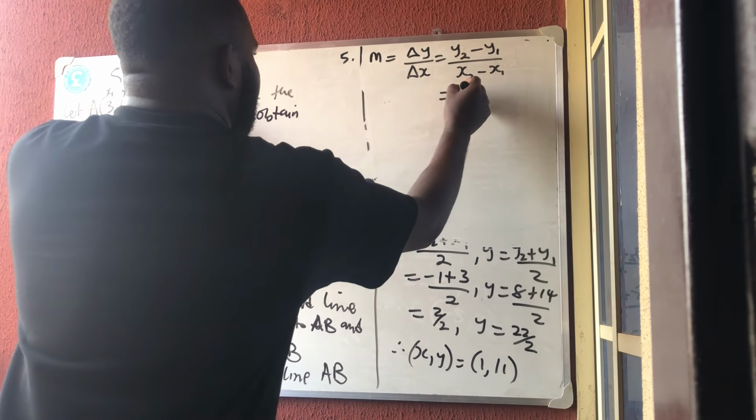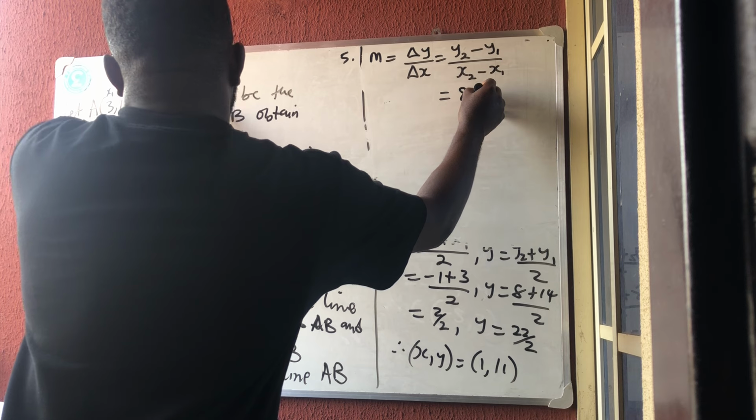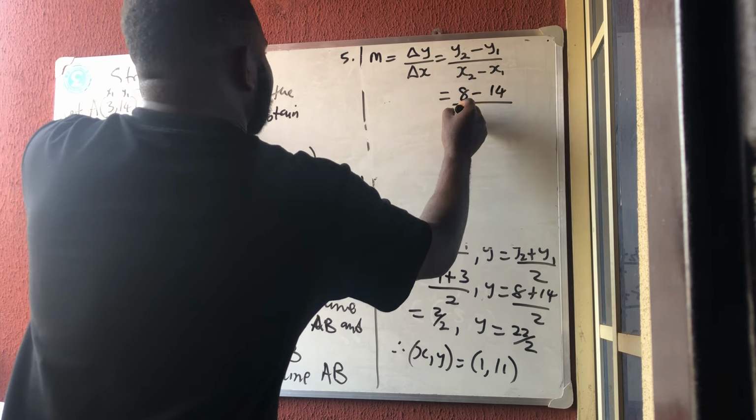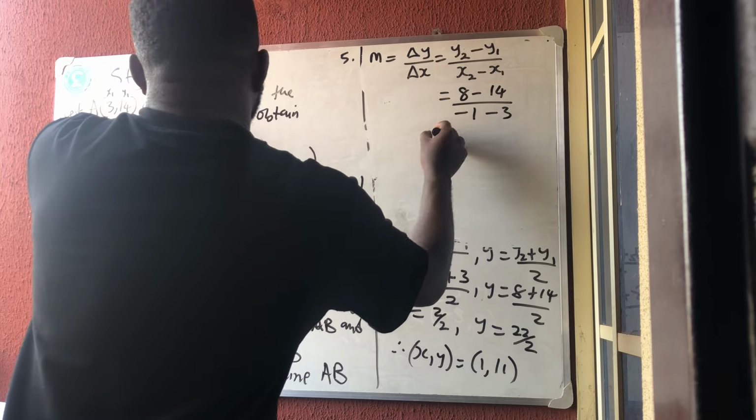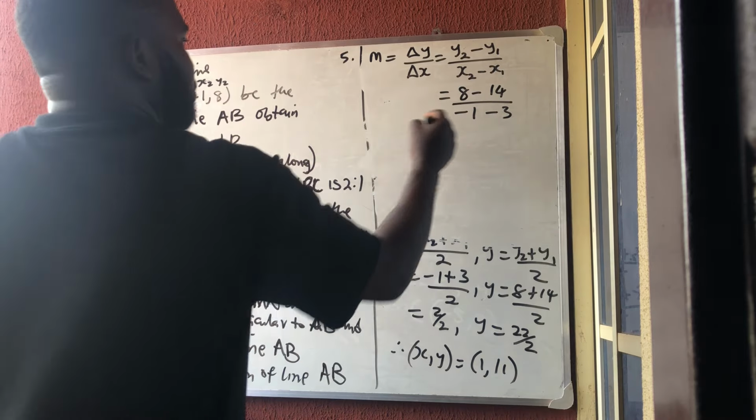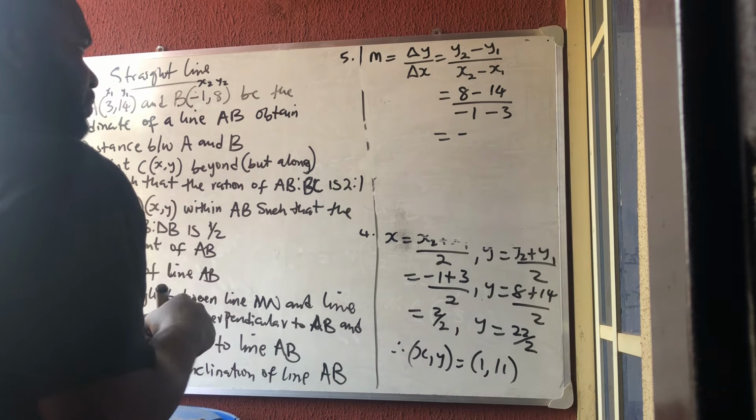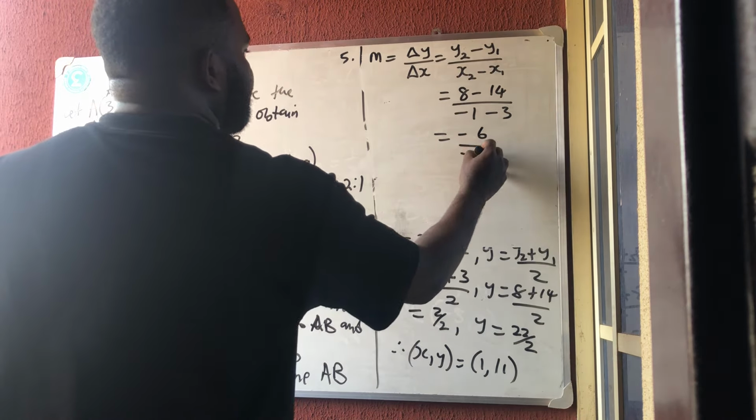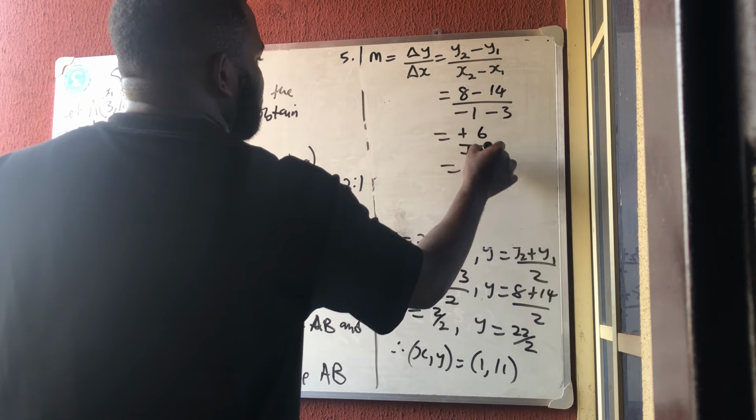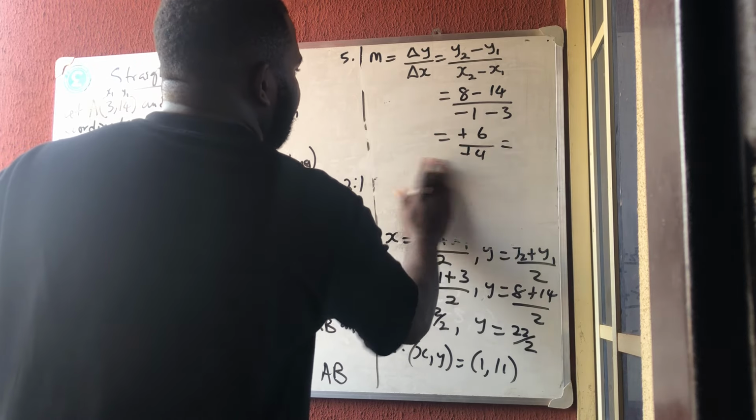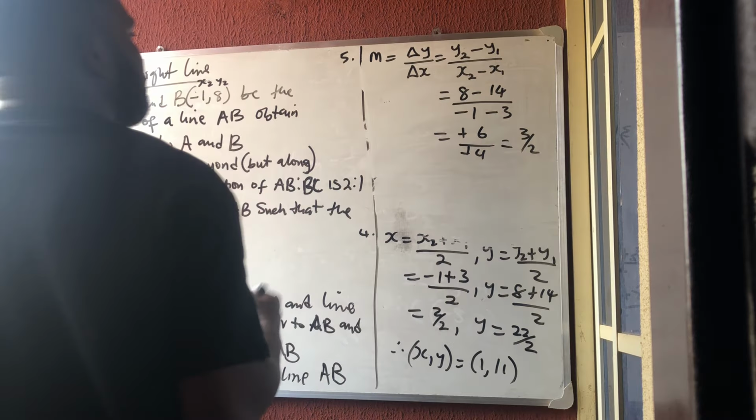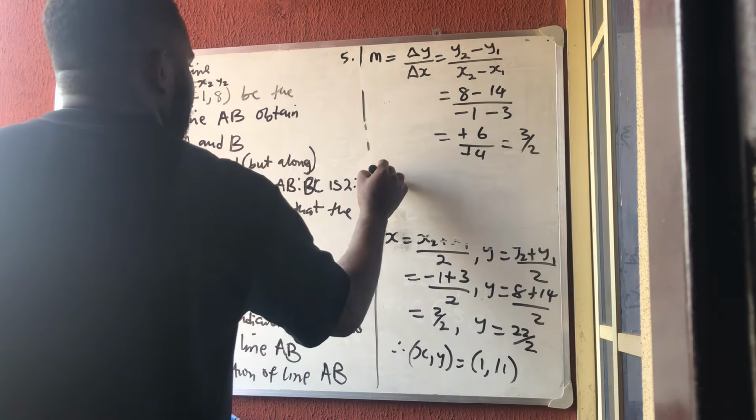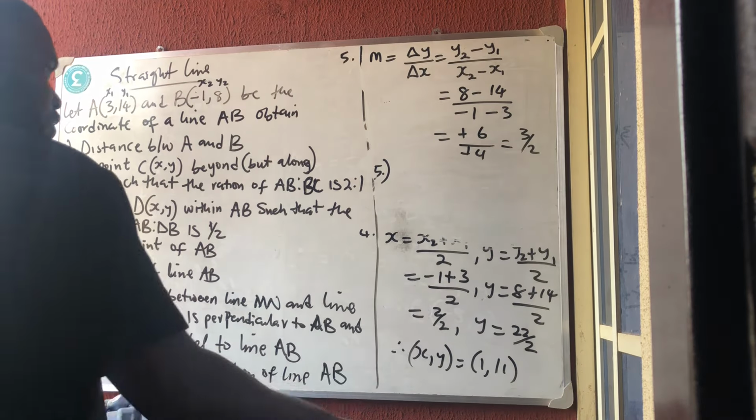So I'm going to have 8 minus 14, all over x2 is minus 1 minus 3. So what do I have? 8 minus 14 will give me minus 6 over minus 4. So if minus 2 takes care of this, I'm having 3 over 2. Okay, so the slope of this is what? 3 over 2. Then number 5, you see, it's very simple. Just you need to know the formula.